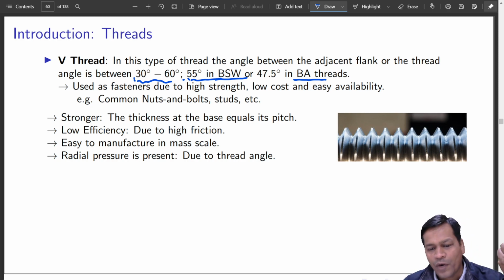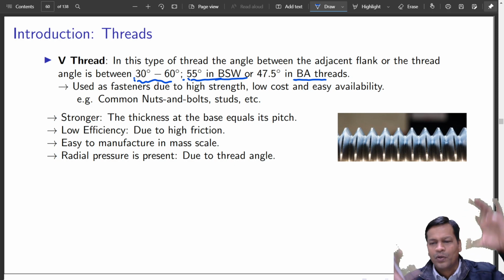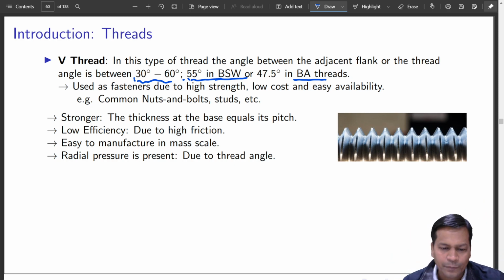It is used as fasteners, due to high strength. What are fasteners? Like the common nut and bolt. Studs are used as tie bolts in IC engines, which tie your cylinder head to the liner. So there are many other fasteners. It is not using some sort of adhesive or glue, but it is a fastener because it is sticking two different bodies together, and that is why it is still called a fastener.